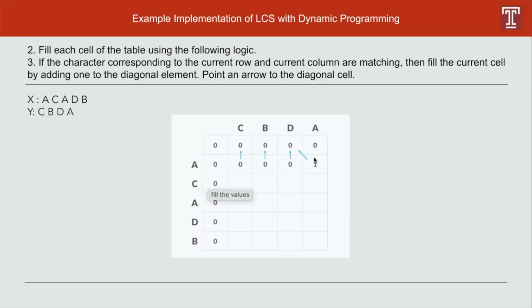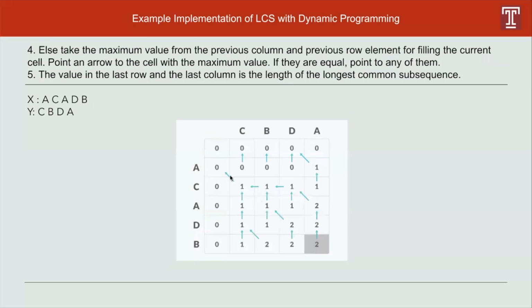So what we have to do is not take the maximum value from the top element or the left element. We have to take the value from the diagonal element. What is the value of the diagonal element? That is 0. So we add 1 to 0, because we found a matching sequence, right? That's why this is 1, and we also make an arrow point to its diagonal element. So this is the first set. In this way, we have to fill out the C value, A value, D value, and B. Let's see what happens.